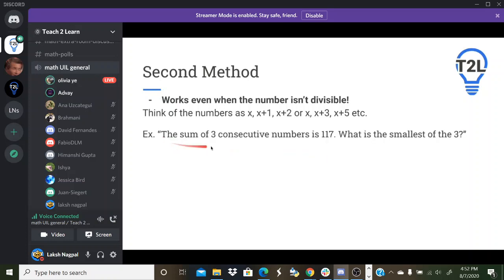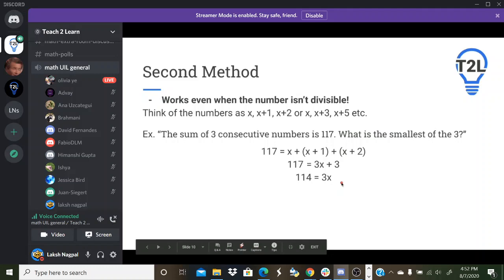So if we look at the first example we had earlier, the sum of 3 consecutive numbers is 117. What is the smallest of the 3? We've seen this before, so let's try solving it a different way now. If we let x be the smallest number, then the next biggest numbers are going to be x plus 1 and x plus 2 because they're consecutive. And they add up to 117, so all you have to do is solve. x plus x is 3x, and then the 1 plus 2 makes it 3. So you simplify it to here. And if you subtract 3 from both sides, you get 114 is equal to 3x.